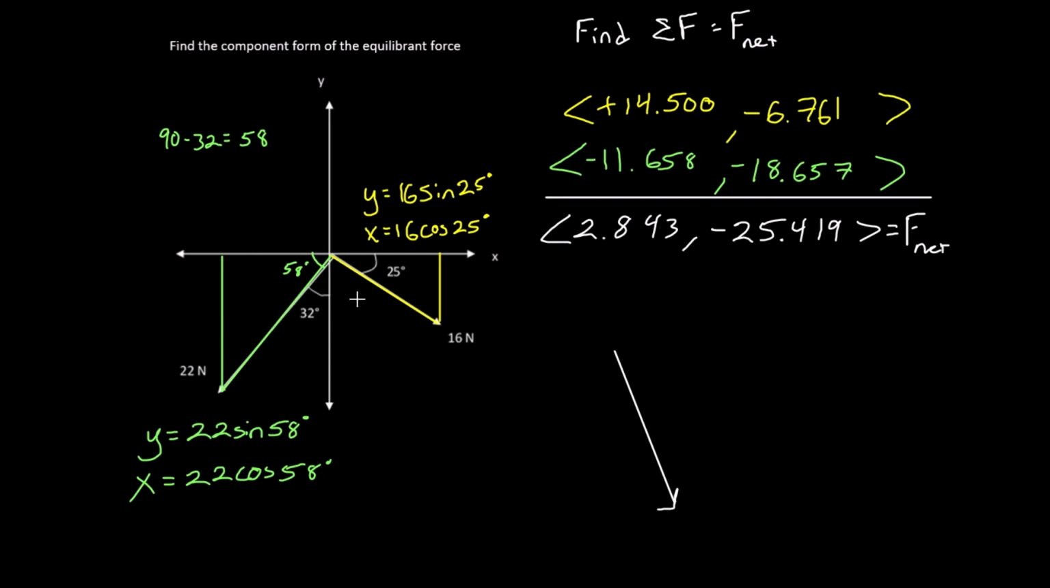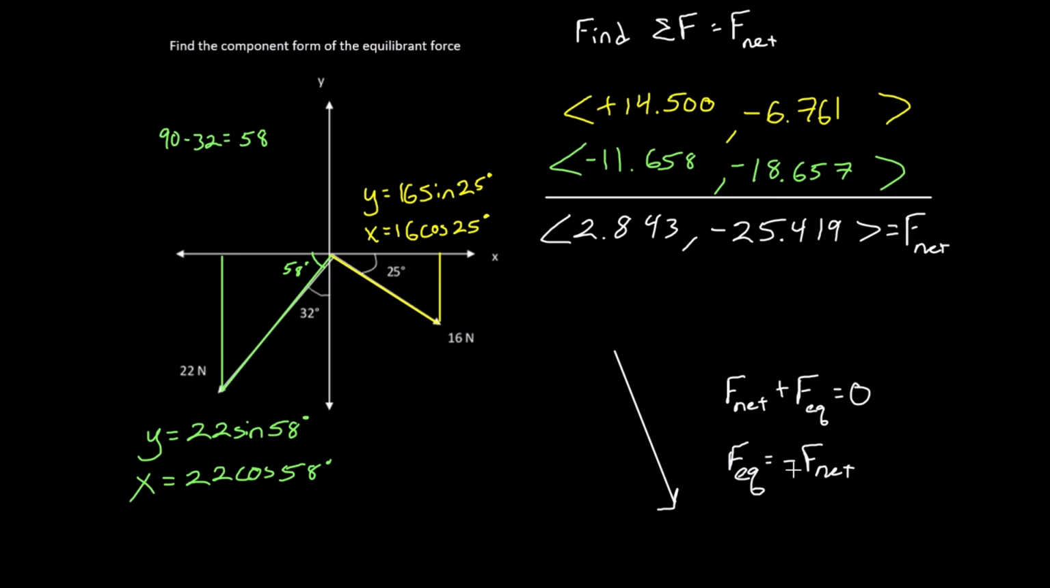If I want to cancel these out, if I want the sum of all of these to be 0, I'm going to write this out. If I want the net force that we currently have plus some equilibrant force to be 0, that means that if I solve for F equilibrium, it's negative F net. It is the reverse of F net.